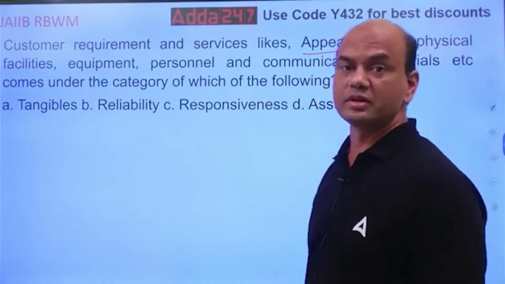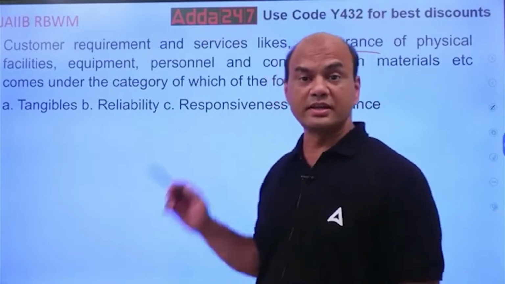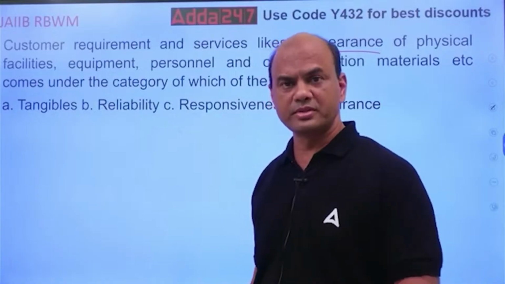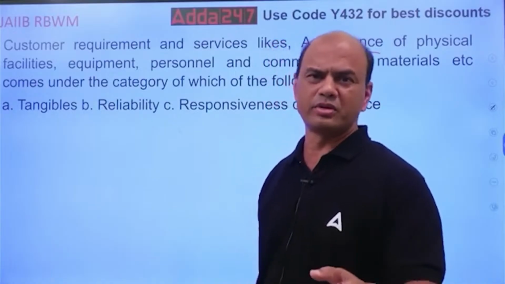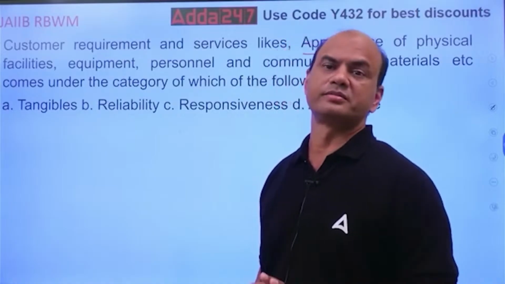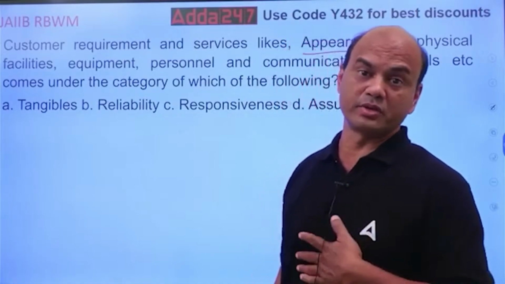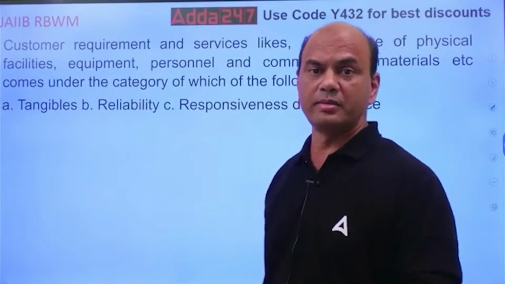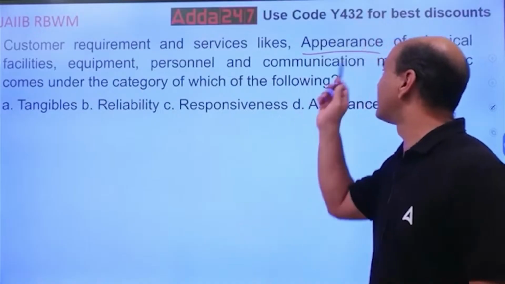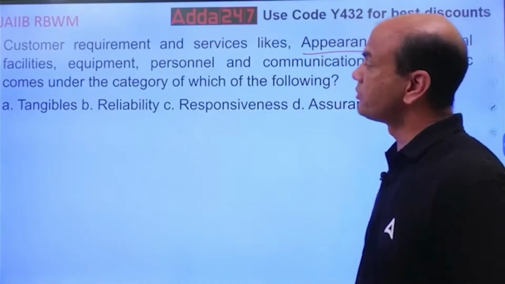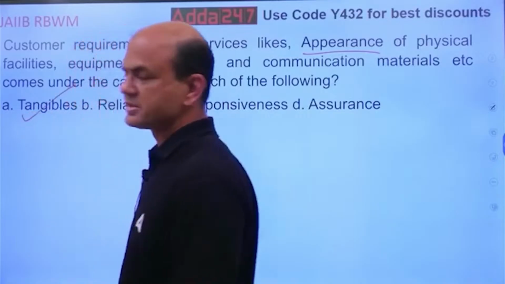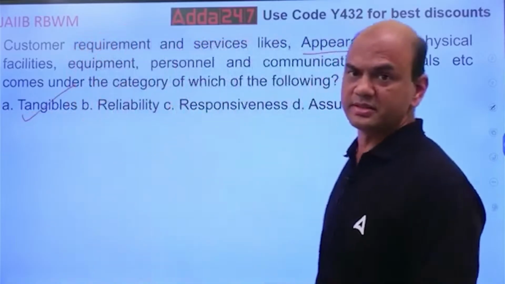Assurance means, how do you assure? This is related to the individual. If a customer gives you some job, say, kindly open my account tomorrow, and you say yes, then you have to do it. Assurance. The customer must feel assured that once the work is given, it will be done. But here we are talking of appearance, equipment. So this comes under tangibles. Okay? Tangibles. This is the answer.